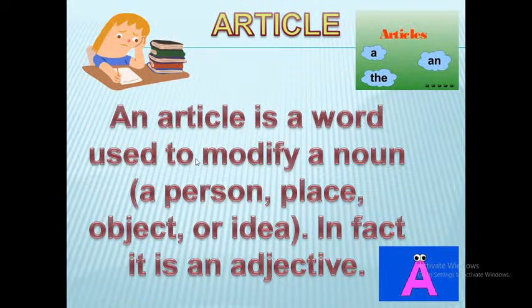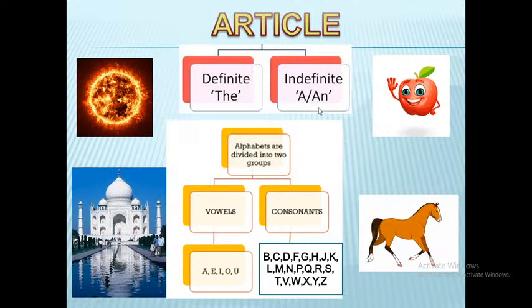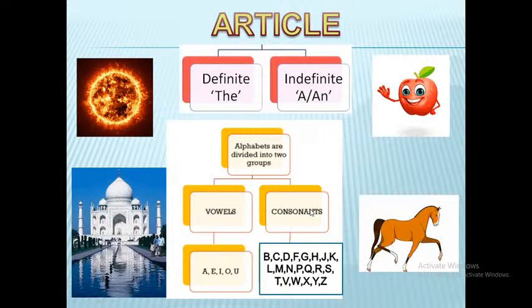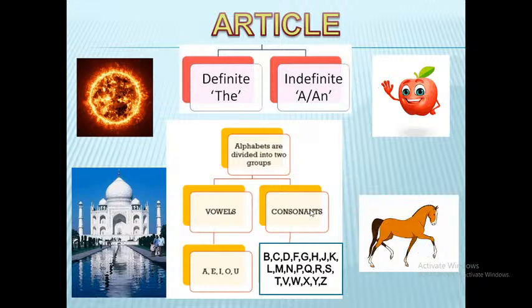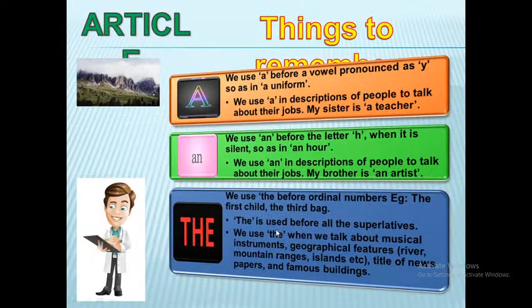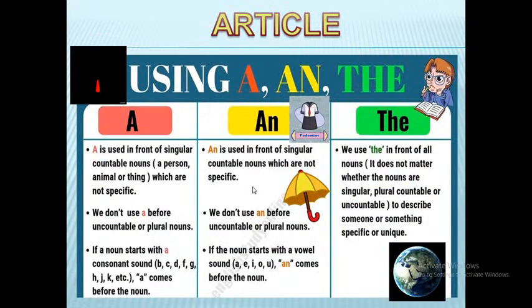Let's have a quick recap. Article is indeed an adjective because it modifies a noun, and there are three articles in English language: a, an, and the. And the articles are divided into two categories: definite article and indefinite article. And to know the usage of indefinite article, we divide the alphabets into two groups. They are vowels and consonants, and consonants are again divided into one more group, that is called the semi-vowels. Y and W are the letters which are in the group of semi-vowels, and in the vowel category A, E, I, O, U are used. Right. The rest of the letters are consonants.